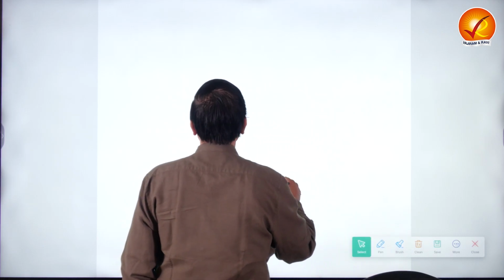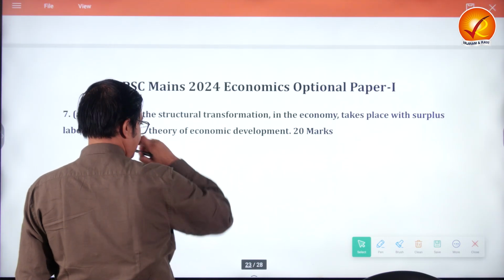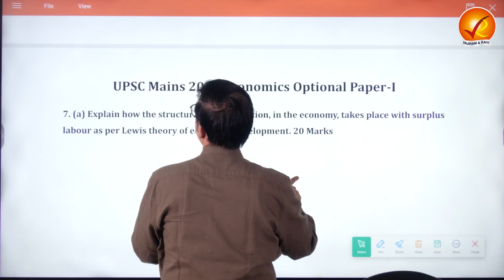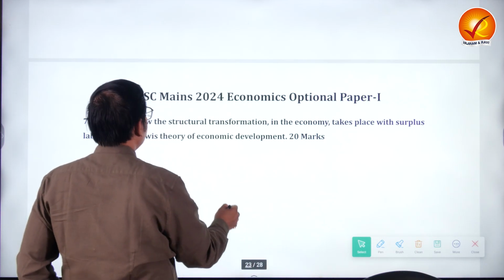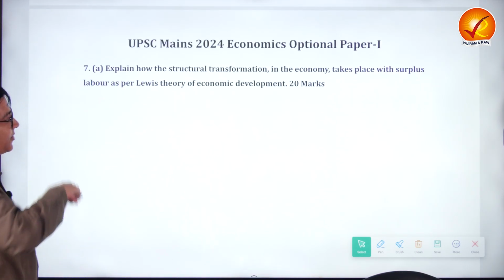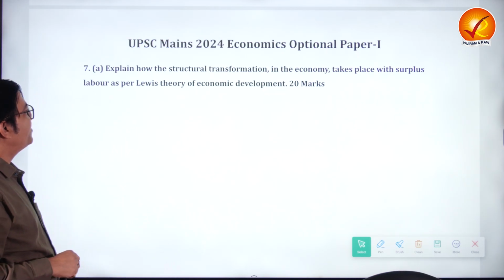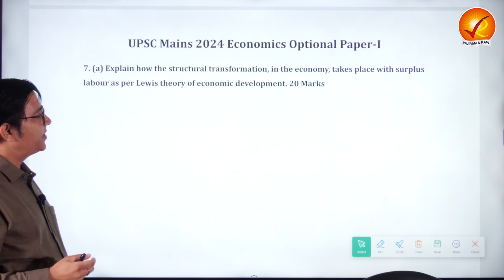Moving further, these are some questions related to growth and development. Explain how structural transformation in the economy takes place with surplus labor as per Lewis' theory of economic development.